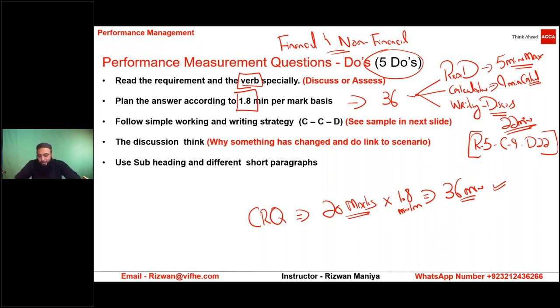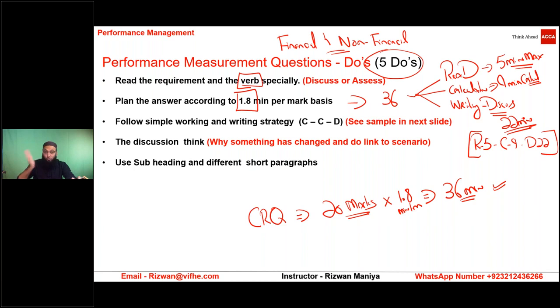The next part is, you know the time management? It's very much clear now. 5 minutes for reading, 9 minutes for calculation, and 22 minutes for discussion. And these are all maximum time. Done. Now, what is the strategy for solving the questions? Time is clear. Time management is clear. Now, what is the strategy to follow in these 36 minutes?